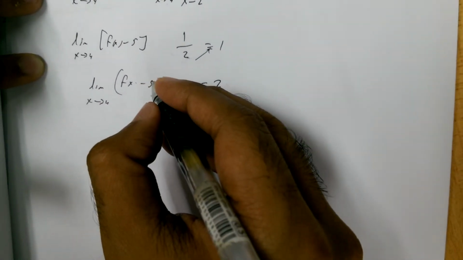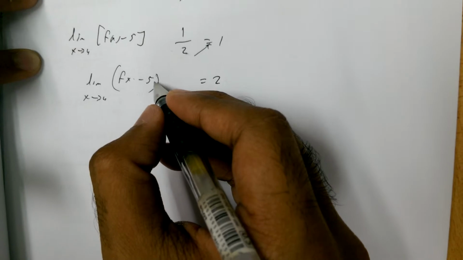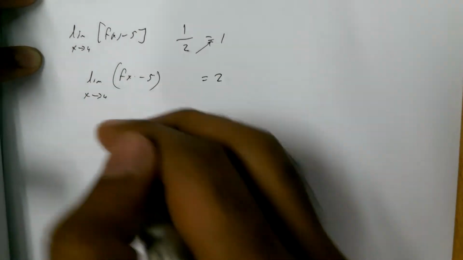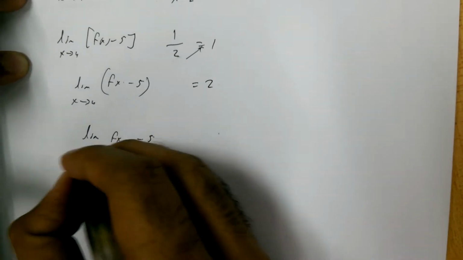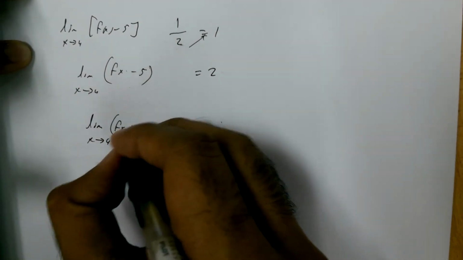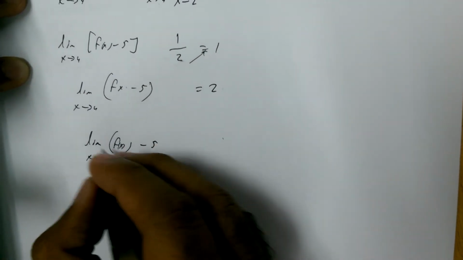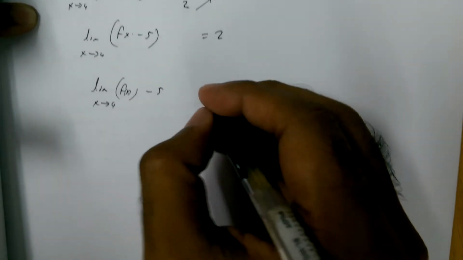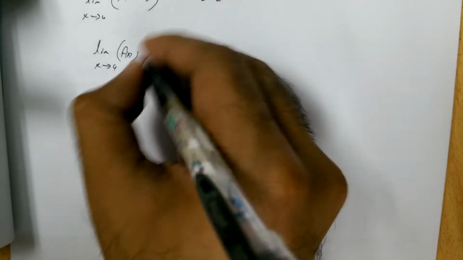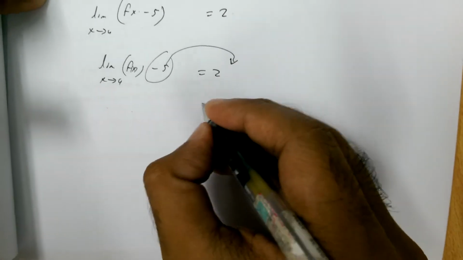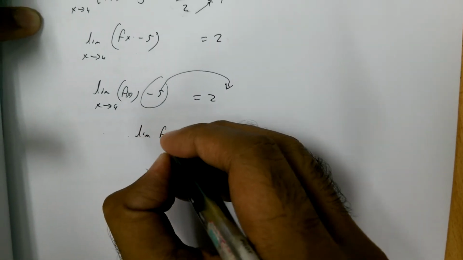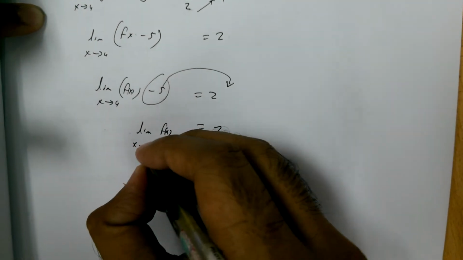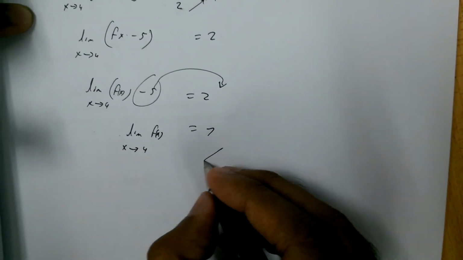Since here the 5 has no x inside, am I right? You can just separate it out: limit fx minus 5, x approaching 4. It's not affected by the limit, because there's no x. And I can easily transfer this to the other side, and I get 7. The limit of fx, x approaching 4, is equal to 7.